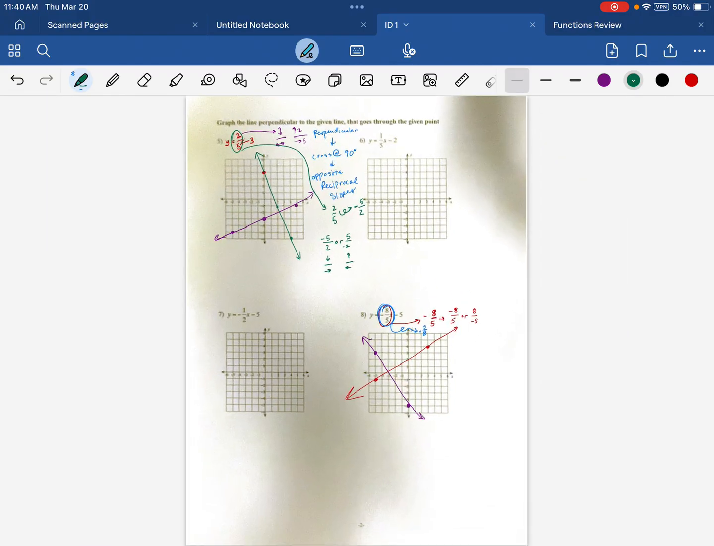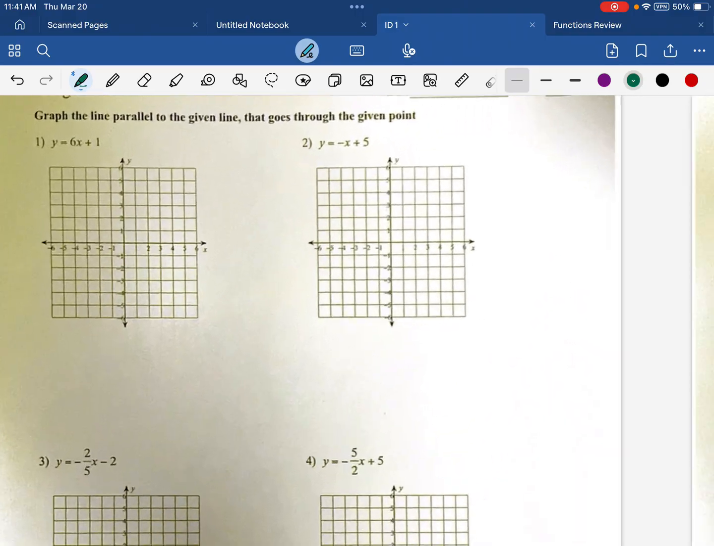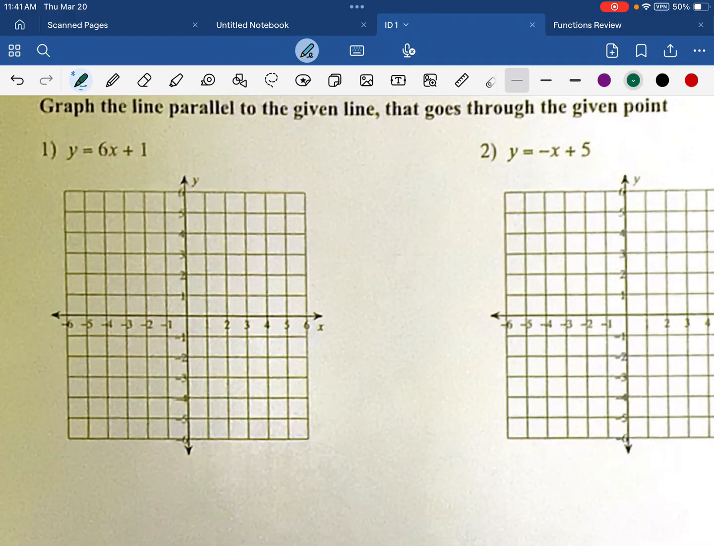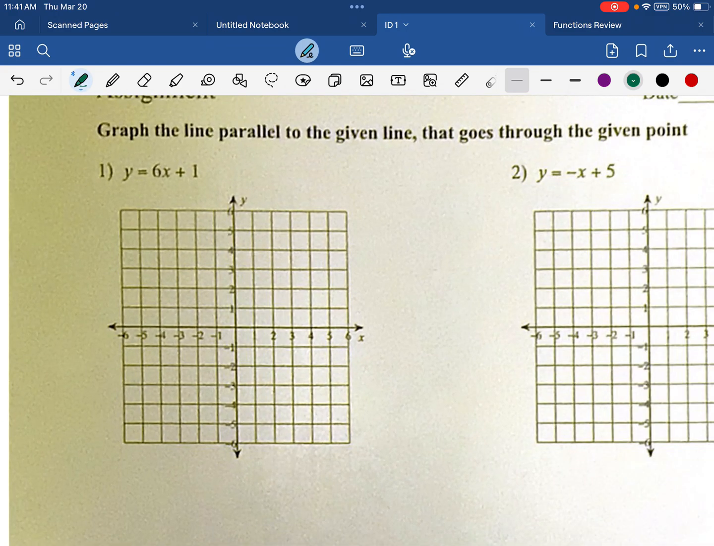Let's really quickly do one that's parallel. Let's do number 1. So now, the point is already going to be on the graph when you take your test. Let me really quick put the point where it's supposed to go here. Okay, that's the point we're looking for. And let me change colors. Okay, that is going to be the given point.